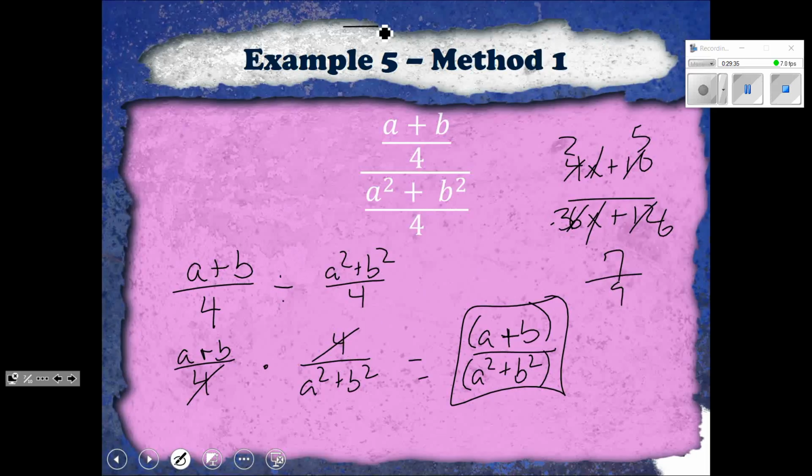Do not worry about the excluded values. This one's a little bit different, and we'll get into it in a couple weeks or so.